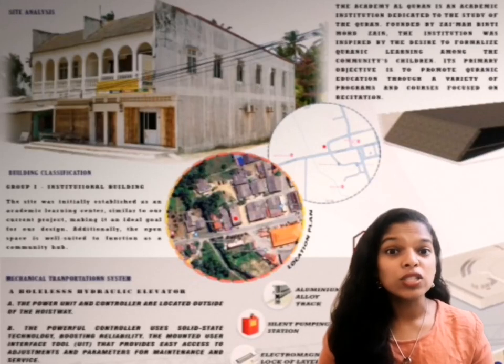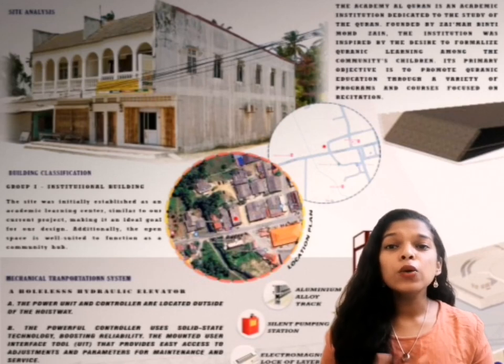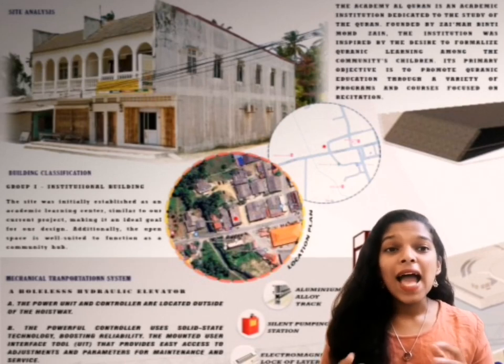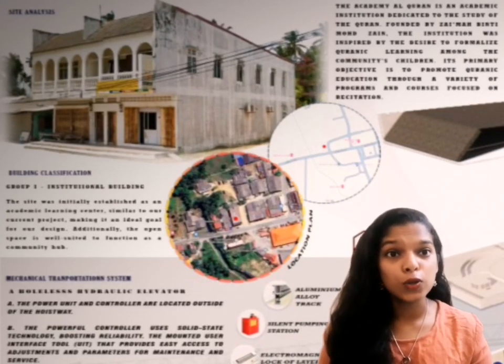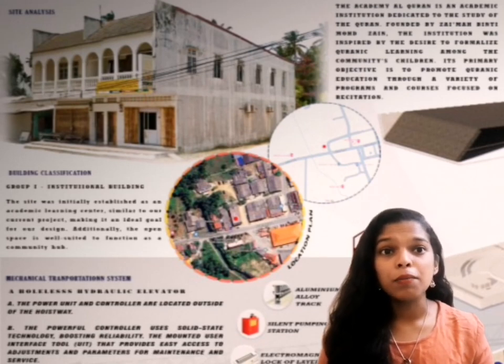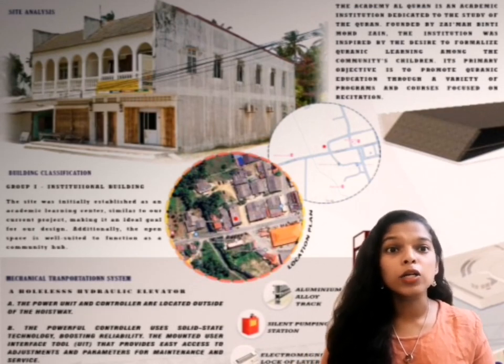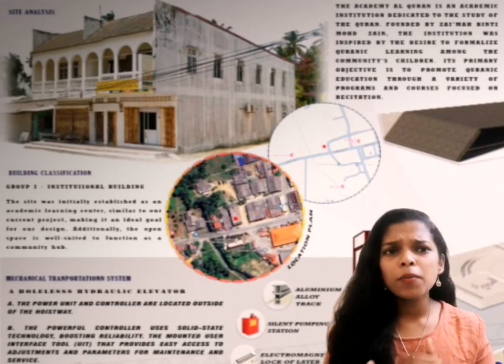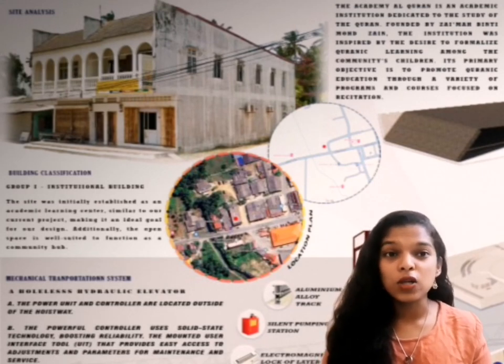Today I am going to present on the second assignment, which is the design implementation of our project. First, we will look into the site analysis. The Academic Al-Quran is an academic institution dedicated to the study of the Quran. Founded by Zaima binti Muhammad Zain, the institution was inspired by the desire to formalize Quranic learning among the community's children. Its primary objective is to promote Quranic education through a variety of programs and courses focused on recitation.